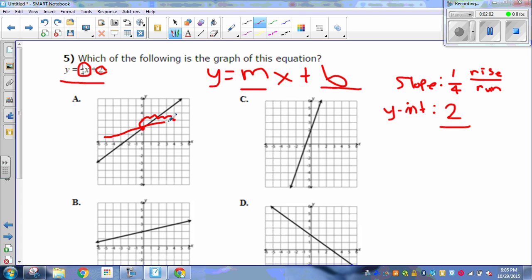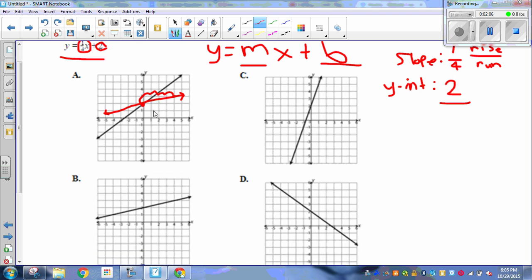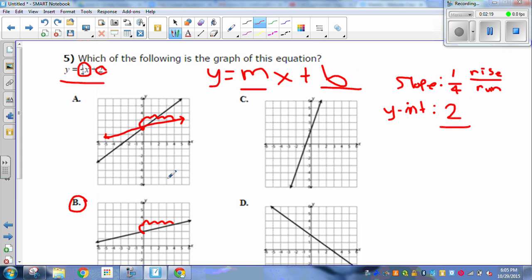And there's my line. Do you see one that looks like that? A, B, C, or D? I think if you look closely, B is clearly the only right answer. And it does, in fact, have a y-intercept of 2 and a slope of 1 over 1, 2, 3, 4. For that reason, B is the right answer.